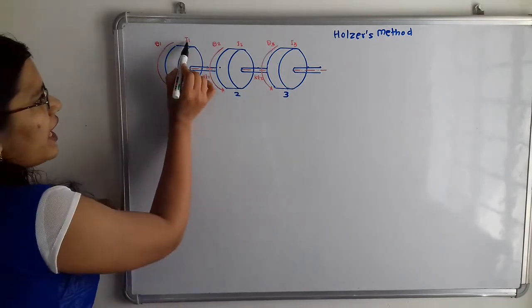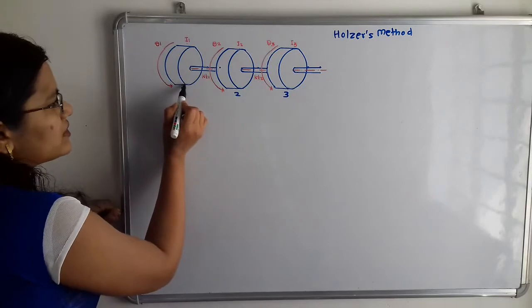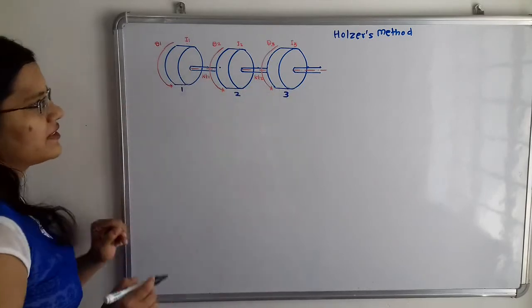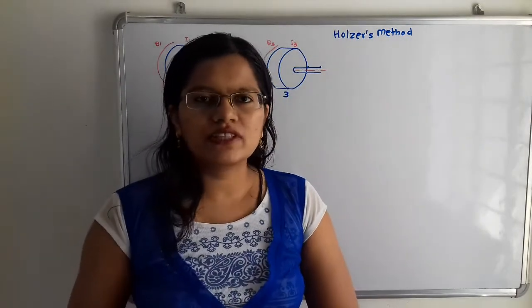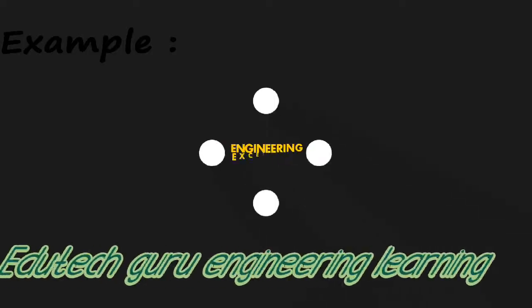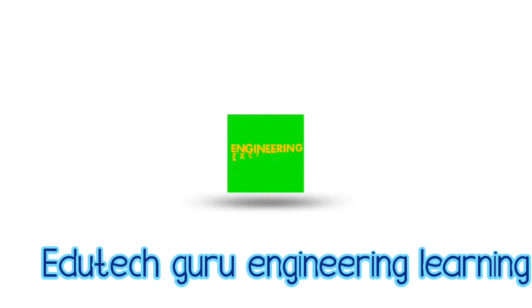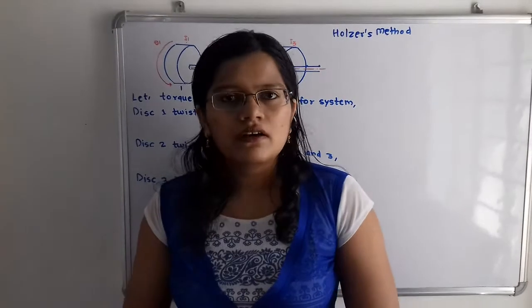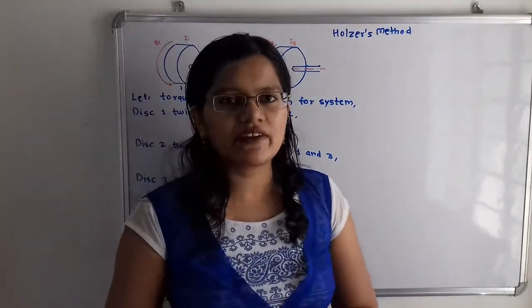Now I1, I2 and I3 are the inertias related to disc 1, disc 2 and disc 3. So in this way, this is the given data. Now let us move to this method. Let us first find out the torque balance equation for the given system.